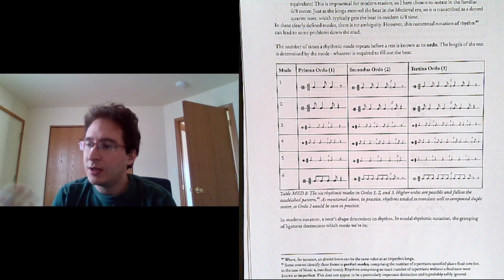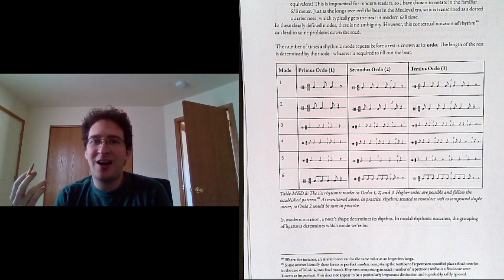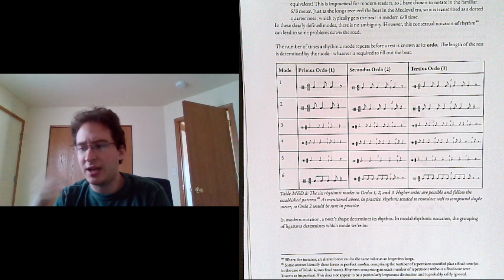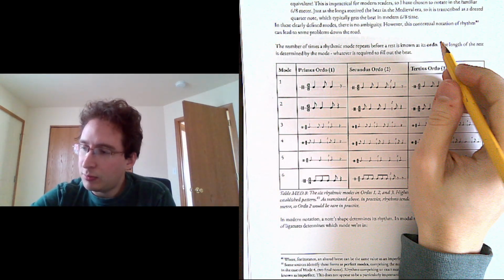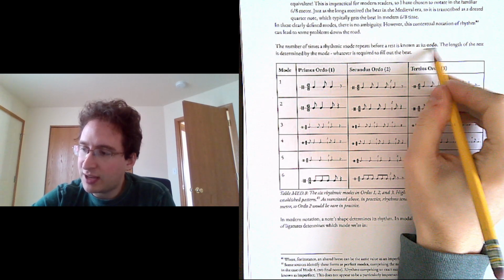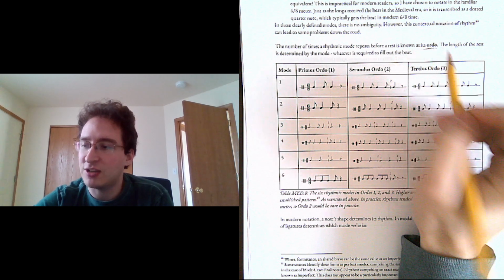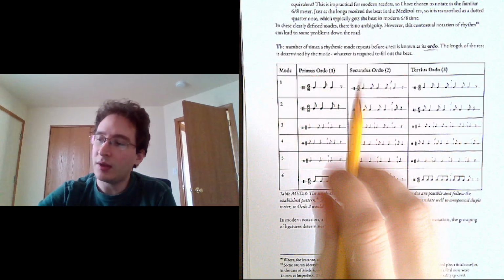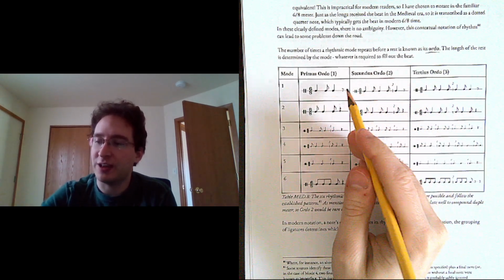So in these clearly defined modes, there's no ambiguity, but there's a lot of context that makes a difference, and we'll look at it in the next section. One other thing to note that scholars write about is the number of times a rhythmic mode repeats before a rest, which is known as its ordo. So the length of the rest is determined by the mode, whatever is required to fill out the beat.